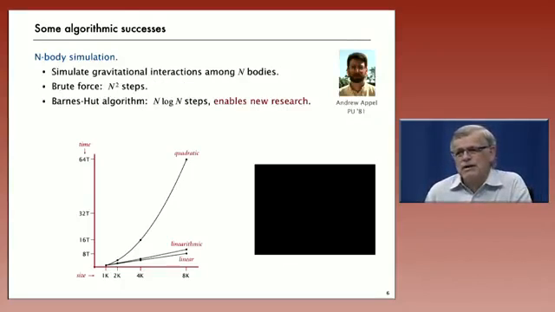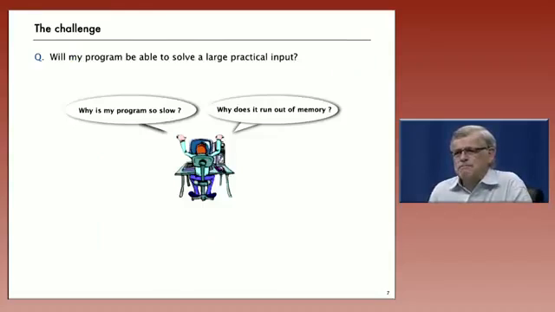Another example was developed by Andrew Appel, who's now the chair of computer science here at Princeton, and it was developed when he was an undergraduate for his senior thesis. It's a fast algorithm for the n-body simulation problem. The easy algorithm takes time proportional to n squared, but Appel's algorithm was an n log n algorithm that again meant that scientists can do n-body simulation for huge values of n, and that enables new research.